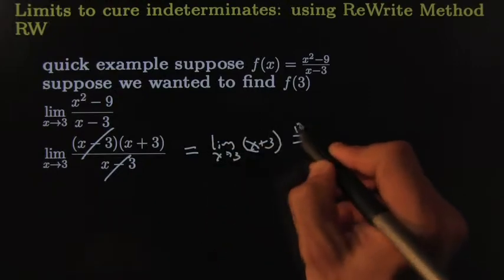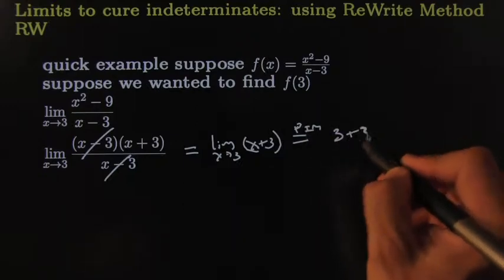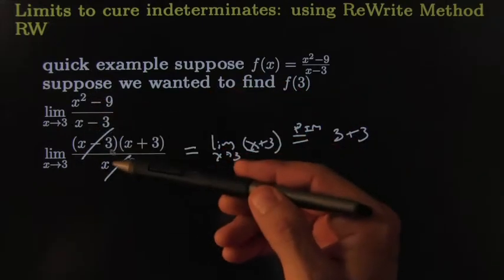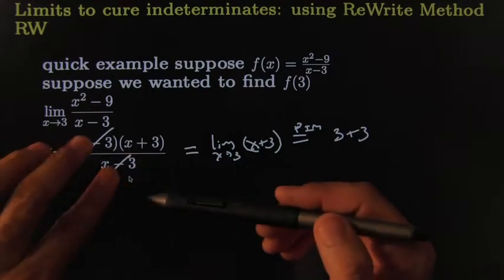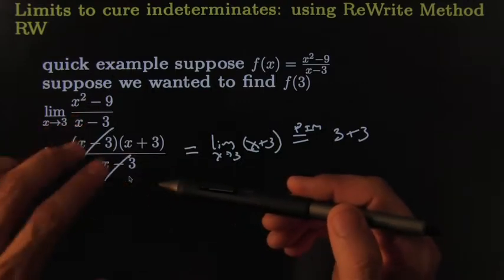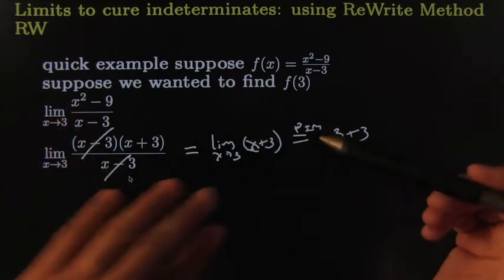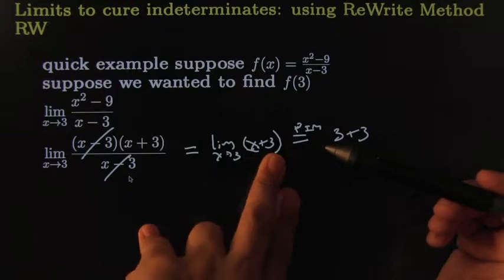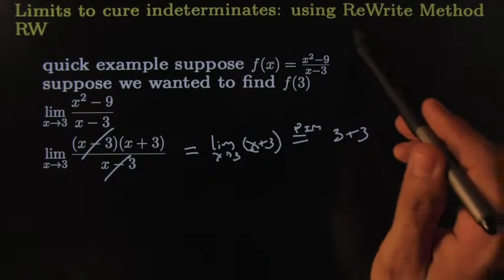Now you try your luck again with the plug-in method. Of course, that's going to give you 3 plus 3, which is nice. So this idea that sometimes you can algebraically manipulate the expression and do some simplification, as long as you don't change it too drastically. This just changes the function at one point, so it's not going to hurt the limit. As long as you don't change it too drastically, you can give yourself a chance at the plug-in method again. That works nicely there. The rewrite method is nice.